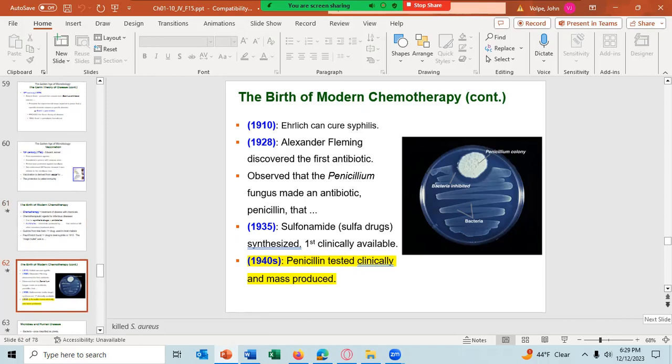Alexander Fleming is the first person to discover an antibiotic. He discovered the antibiotic penicillin. Excuse me, penicillin. Penicillin G from the Penicillium mold.